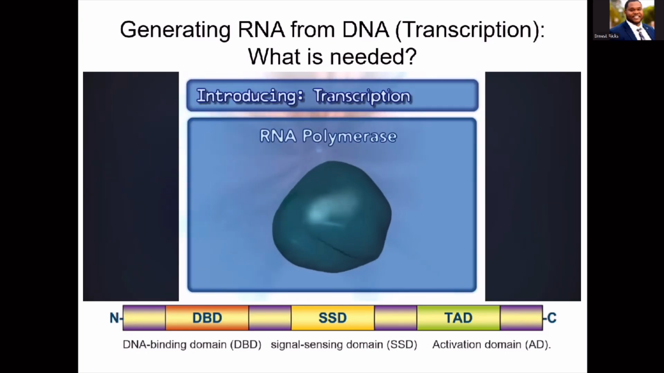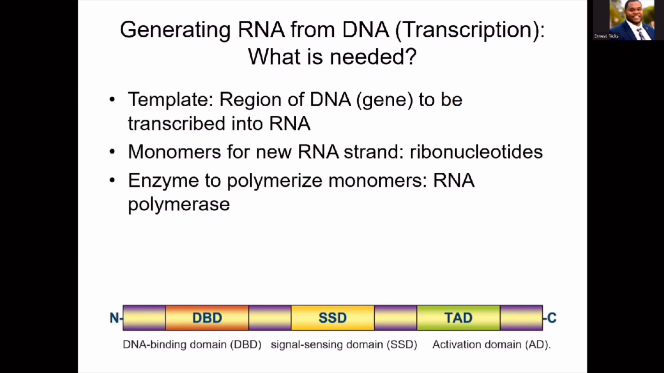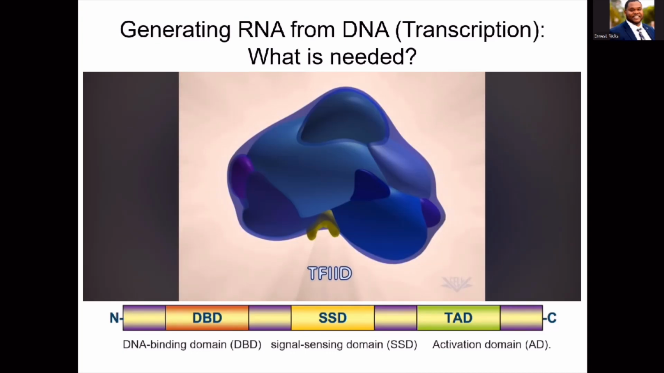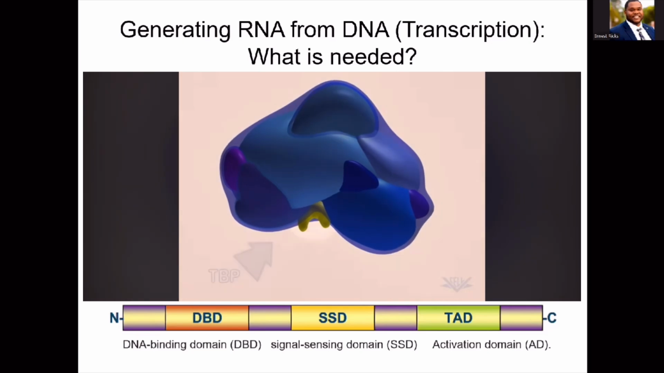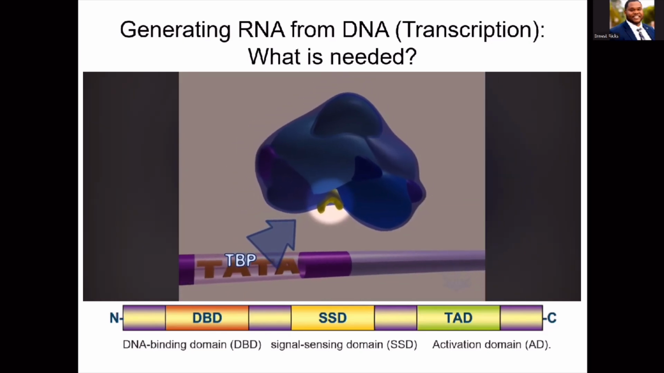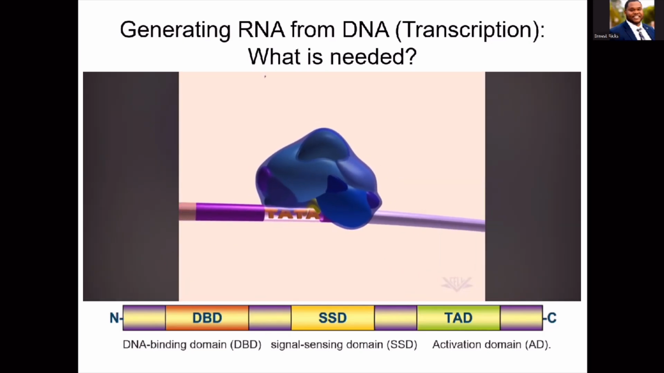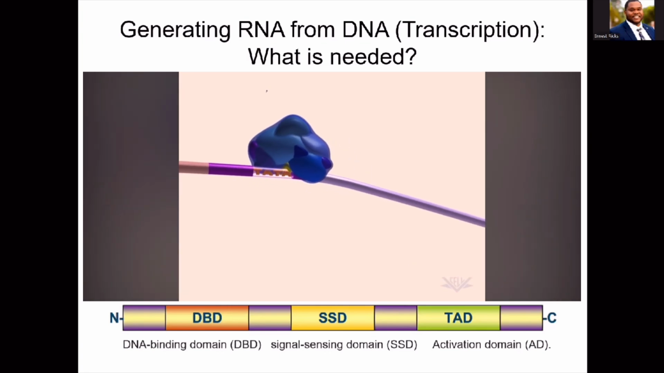Three, you need enzymes to polymerize these monomers. So RNA polymerase is the main enzyme that you need in order to polymerize the monomers. And polymerize the monomers basically means to help create the bond between these monomers. But you also need transcription factors. And transcription factors are needed for gene identification and protein recruitment.